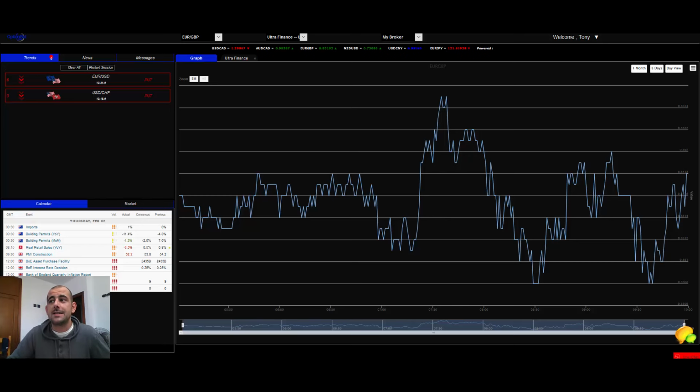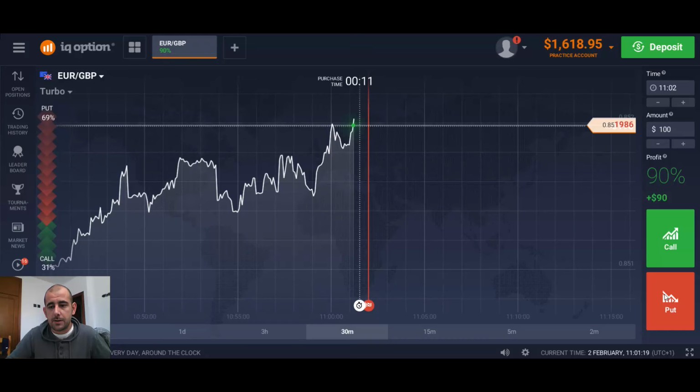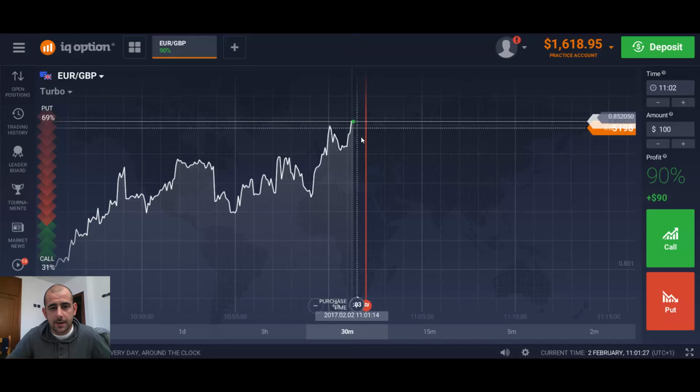About an hour ago, I sent a signal out for the Euro GBP at 0.8518 on a put. Now it's just come back up to that mark here. We're hitting this resistance again. We're just going to jump over to the Euro GBP and place a put. As we can see, it's just reaching that peak now, and hopefully we can get in on time on that.